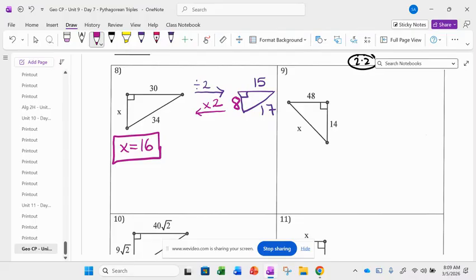Good job, Jen. Oh, no Pythagorean theorem. Always look to see if it's a triple. Guys, always check yourself to see if it's a triple.